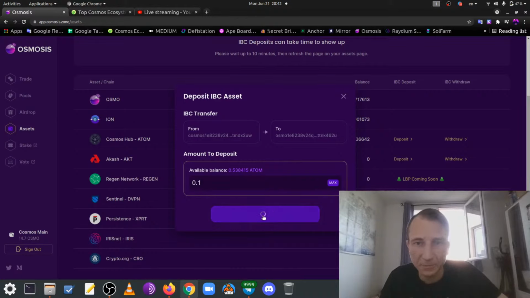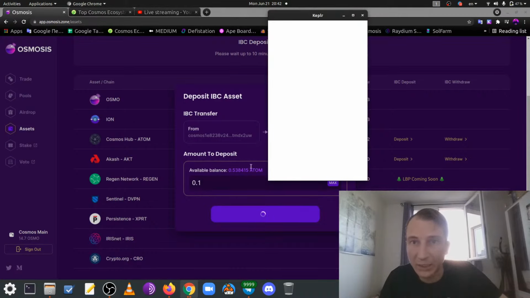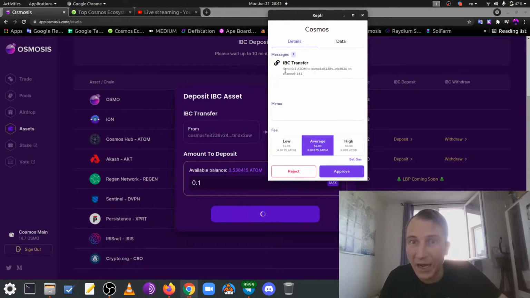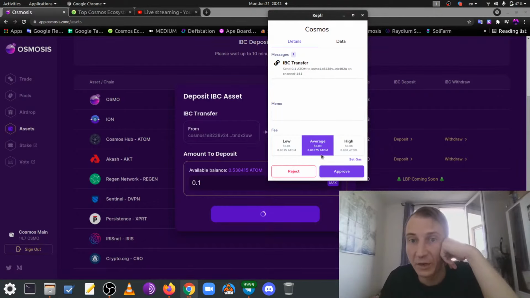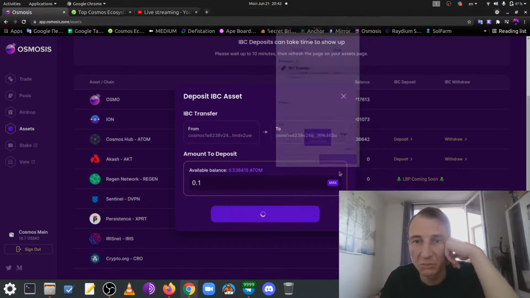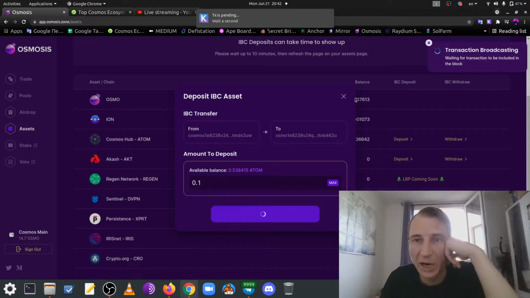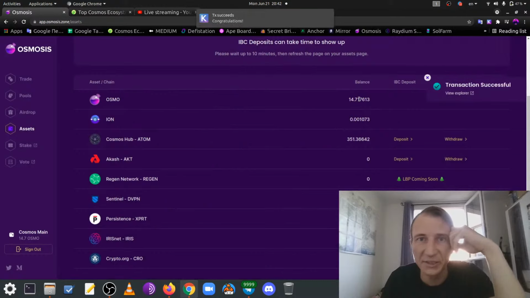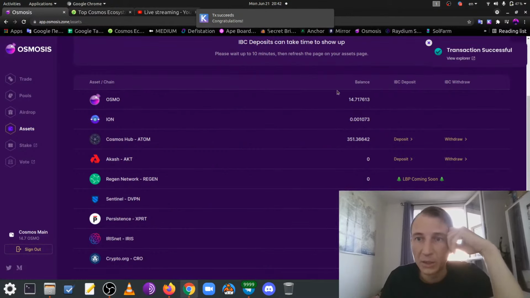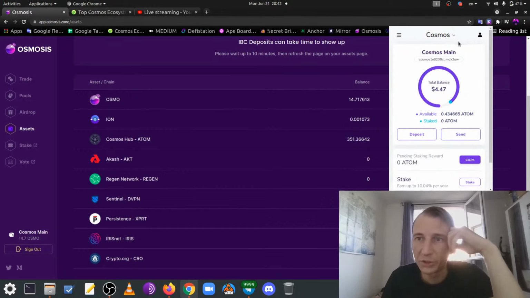We click deposit. Osmosis connected to Keplr and asks for the IBC transfer of 0.1 atom, and don't forget we need to pay the fee. The average fee is normal, not so big an amount, much less than in Ethereum or any other chains. And the transaction is successful. As you see, everything is very fast. And we go now to watch Keplr, and we see that it's 0.4.